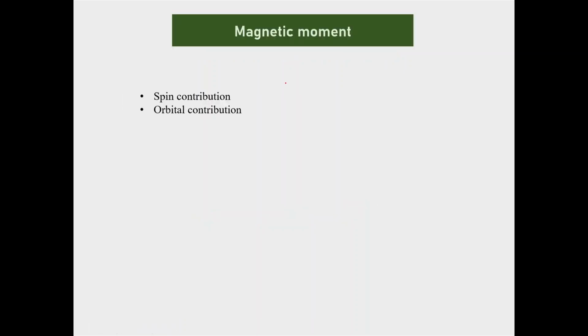So we know that magnetic moment arises from two factors. One is the spin contribution and the other one is the orbital contribution. For the movement of the electron on its own axis, we get the spin contribution, and we get the orbital contribution from its orbiting around a particular orbit. So we have two types of contribution, one is spin and the other one is orbital.